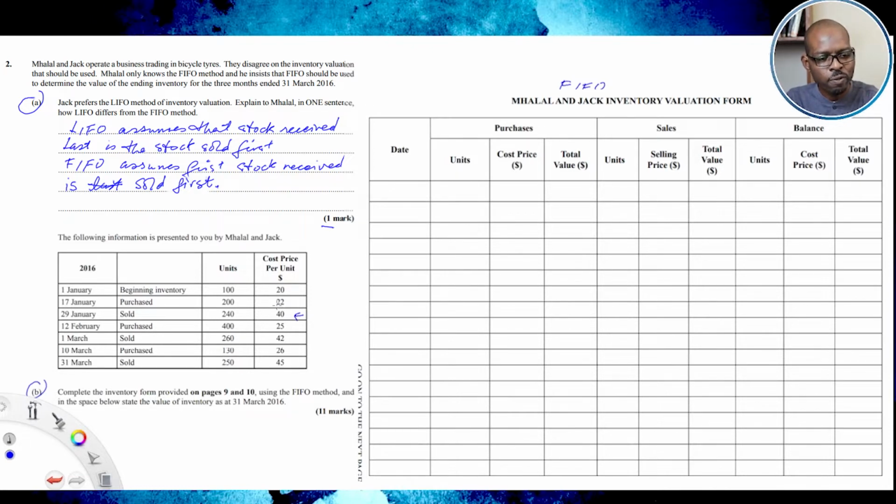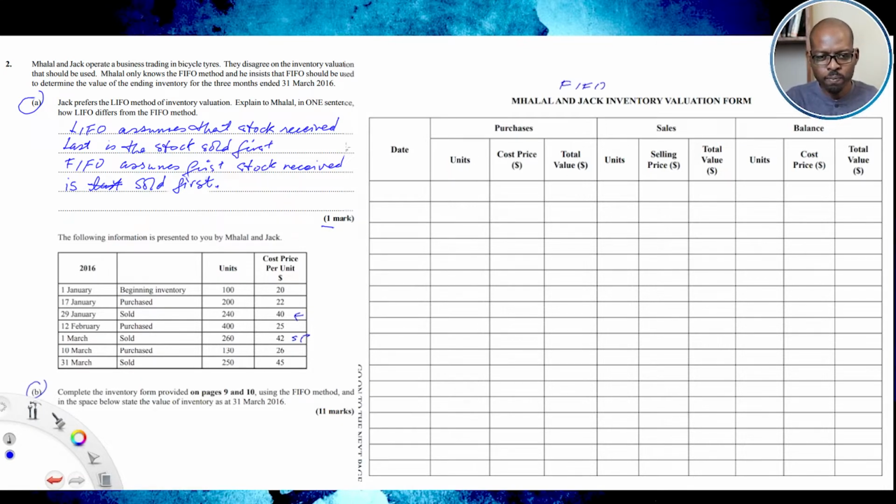And then on the 12th of February, there was a purchase, quantity, cost. March 1st, there was a sale, quantity, selling price. Once again, this is selling price. 10th of March, purchase, quantity, cost. And lastly, 31st of March, there was a sale, quantity, and the selling price. So this is very important. What we're going to do, we're going to do the FIFO method. And for those who are more advanced, you will see that this is actually the perpetual inventory system that is used. We have an elaborate record keeping system here.